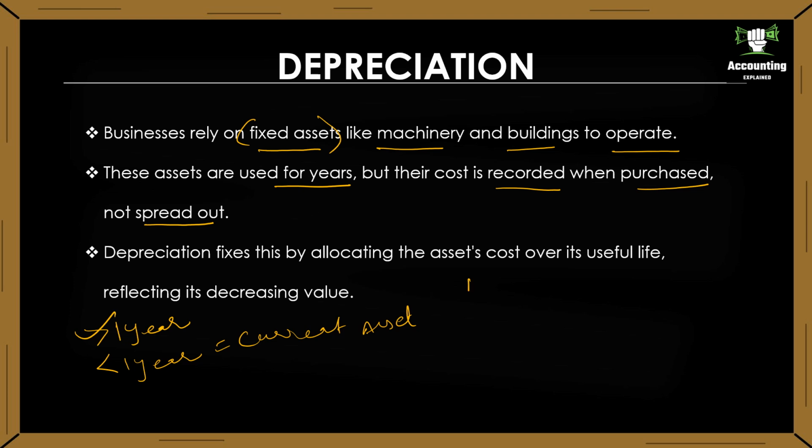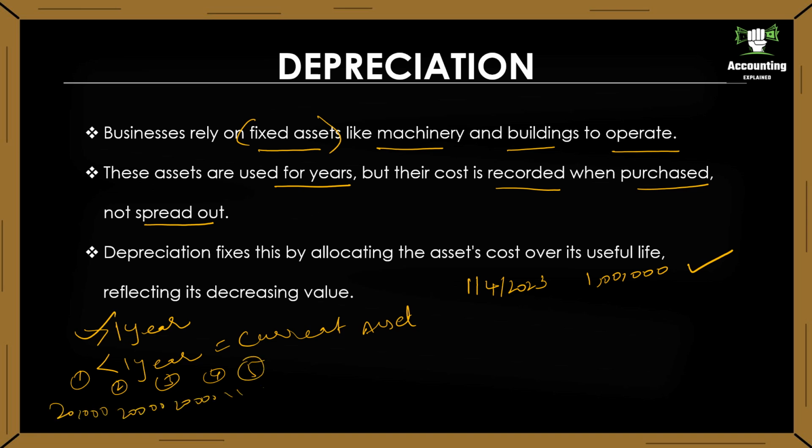Suppose we have bought on 1/4/2023 one machinery for 1 lakh. We record 1 lakh as such. We are not spreading it over 1, 2, 3, 4, 5, so 20,000 every year. What we are doing is just recording it at 1 lakh. Depreciation fixes this by allocating the asset's cost over its useful life, reflecting its decreasing value.